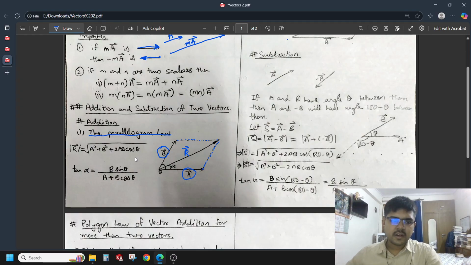And the formula for the vector addition is R equals the square root of A square plus B square plus 2AB cos theta. Theta is the angle between the two vectors, that is this. So 2AB cos theta and the whole thing under root. That will give us the magnitude of R vector, that is mod R. And tan alpha is here, this is alpha. Tan alpha is equal to B sin theta over A plus B cos theta.